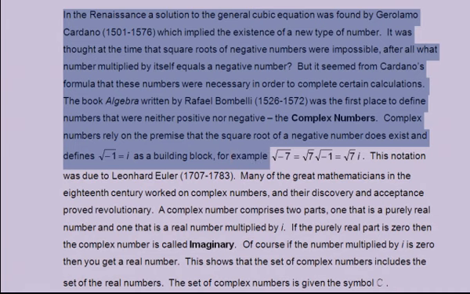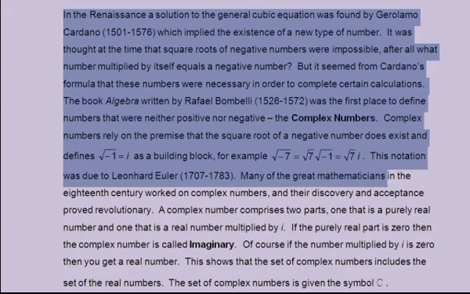For example, the square root of minus 7 equals the square root of 7 multiplied by the square root of minus 1, which equals the square root of 7 times i. This notation was due to Leonhard Euler, 1707 to 1783. Many of the great mathematicians in the 18th century worked on complex numbers, and their discovery and acceptance proved revolutionary.